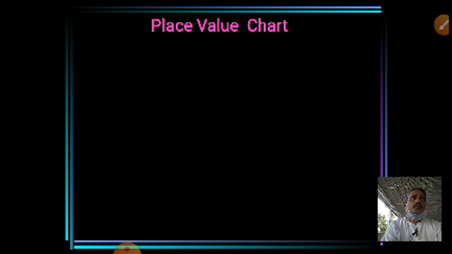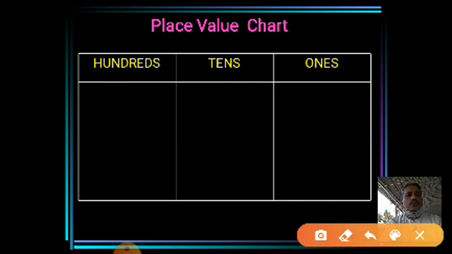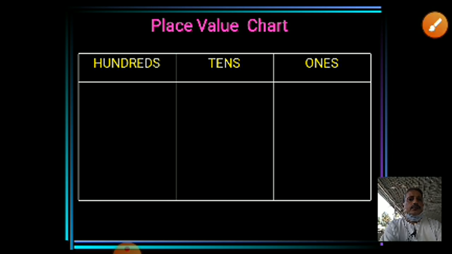Okay, the place value chart. You have an idea regarding ones, tens, hundreds and thousands, which you already studied in standard 5th. Okay, let's clarify the place value. Here I am using a small chart for revision. The chart is showing us ones, tens and hundreds. Okay, let's start.